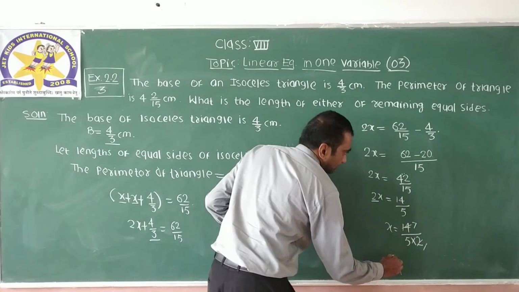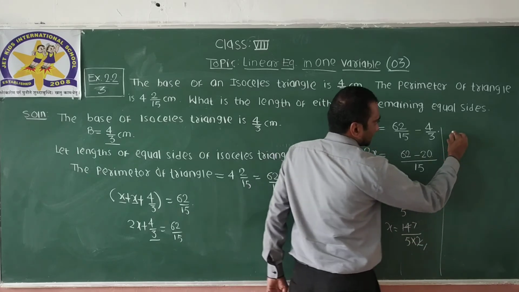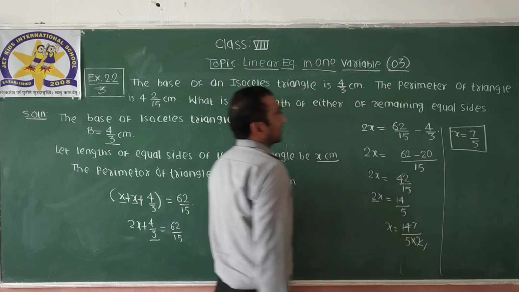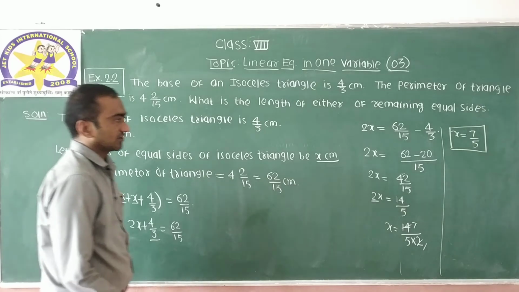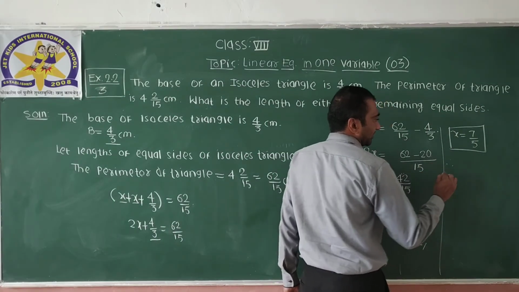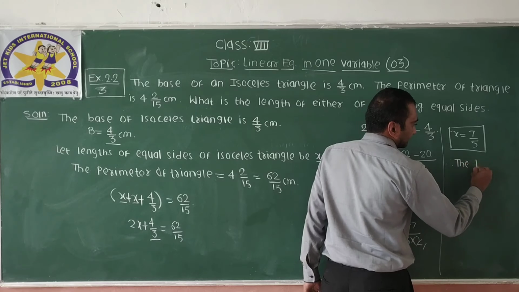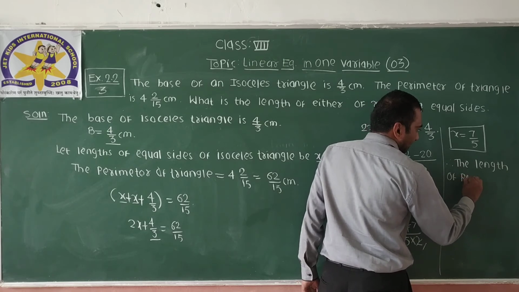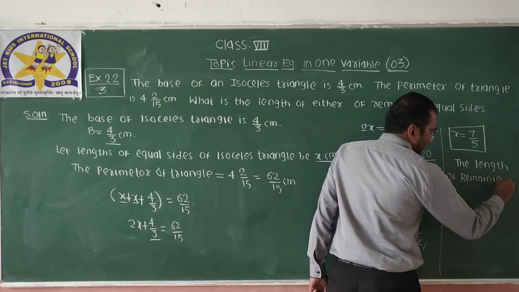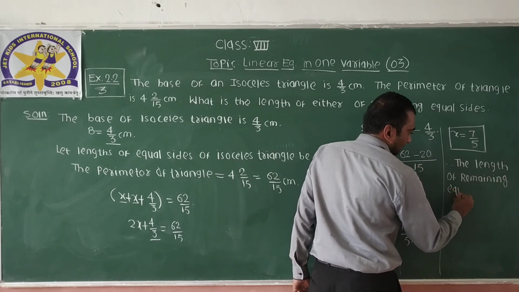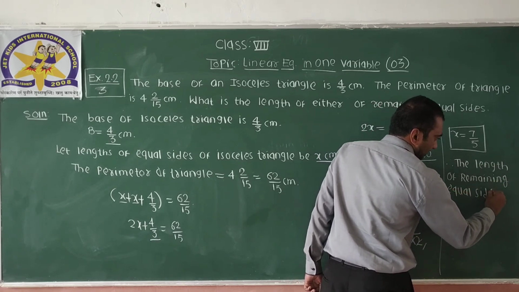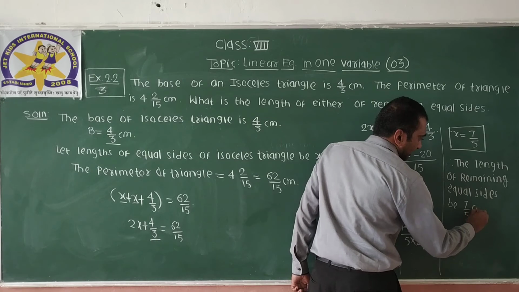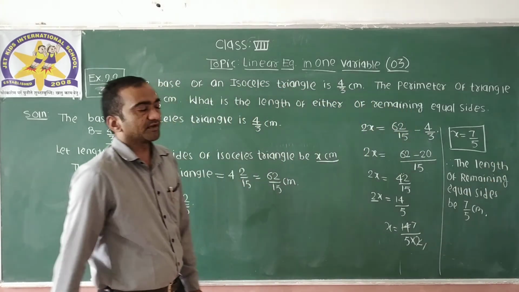So x is equals to 7 divided by 5, and x means the length of the remaining equal side. Therefore, the final statement of this question is: therefore the length of the remaining equal sides will be 7 by 5 centimeter. Okay, here we get the final answer.